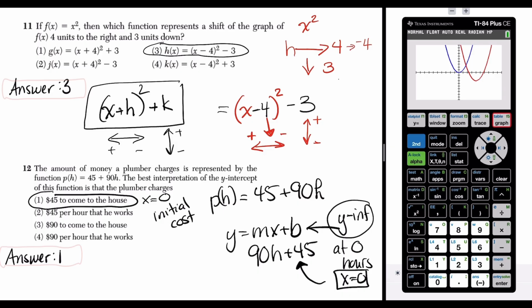And the other ones don't match because he's not being paid $45 an hour. That would be the rate. Here, our rate is $90 an hour. And in the second one, $90 just to come to the house, that can't be it, because that would mean at 0 minutes, that would make this the constant. And $90 per hour that he works, again, that's just a rate, which is a true statement, but it's not the interpretation of a y-intercept. All right, hit pause and jot this down into your notes.